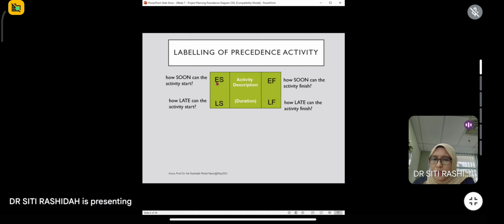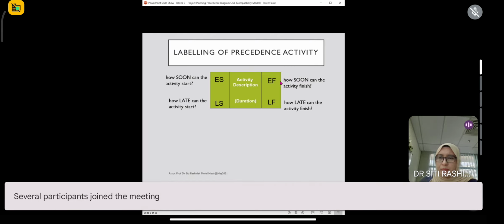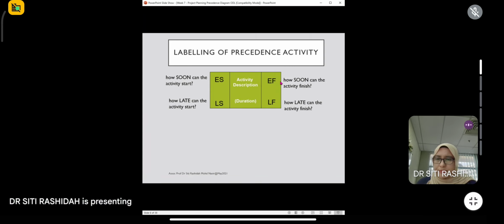So kalau you tengok kat sini adalah start. Okay, dua-dua ni adalah start, kat ujung ni dua-dua adalah finish. Satu ada early, satu late. Satu adalah early finish, satu late finish. Okay, so yang ini start, yang ini finish. Okay. Alright, so that's how you label your precedence activity.